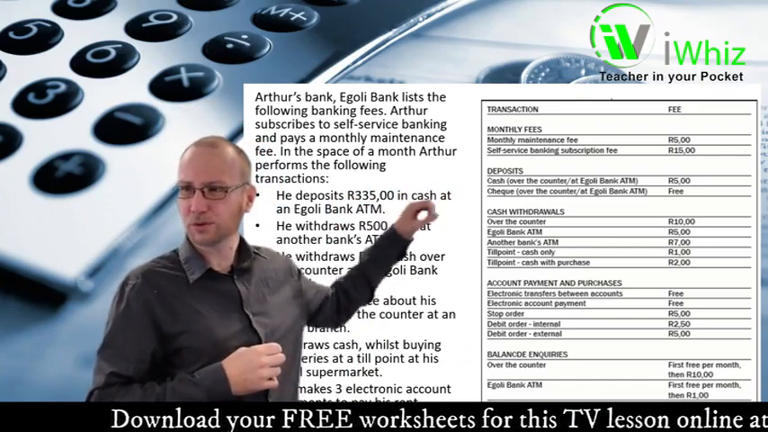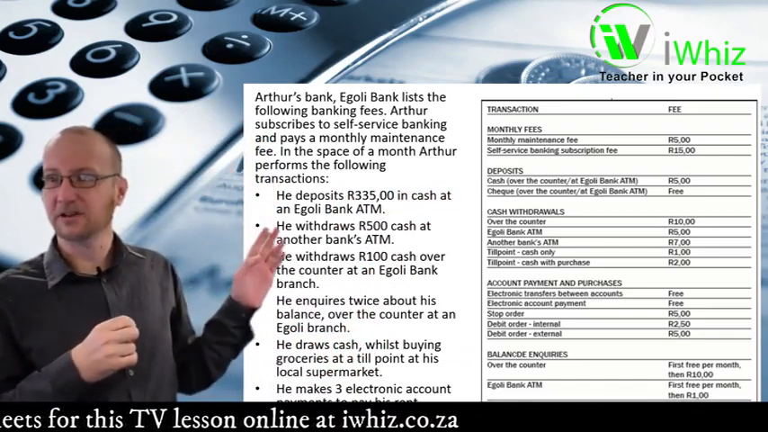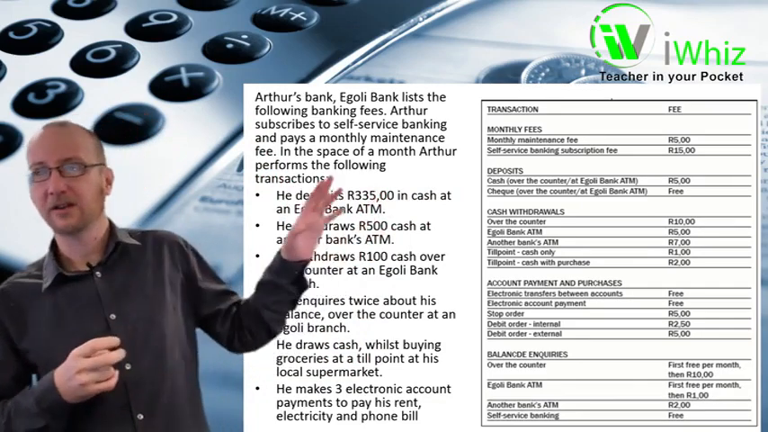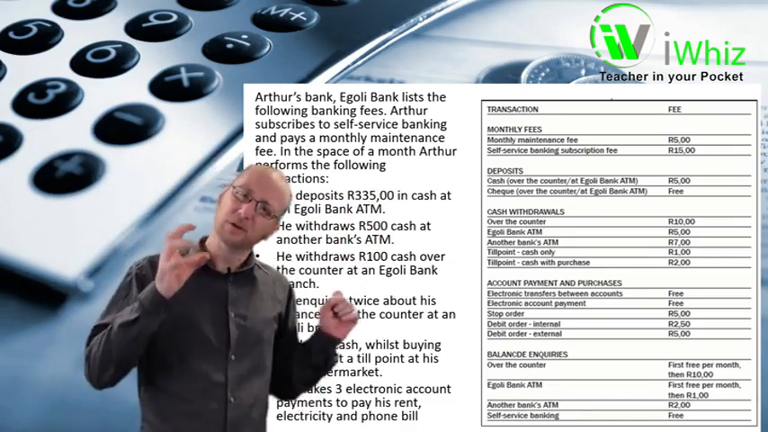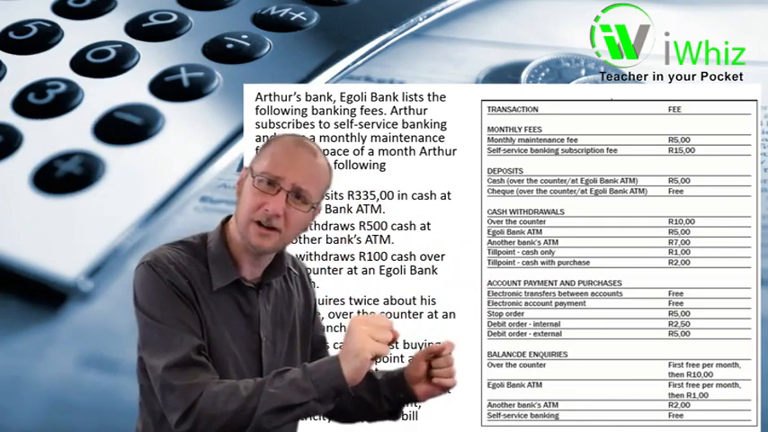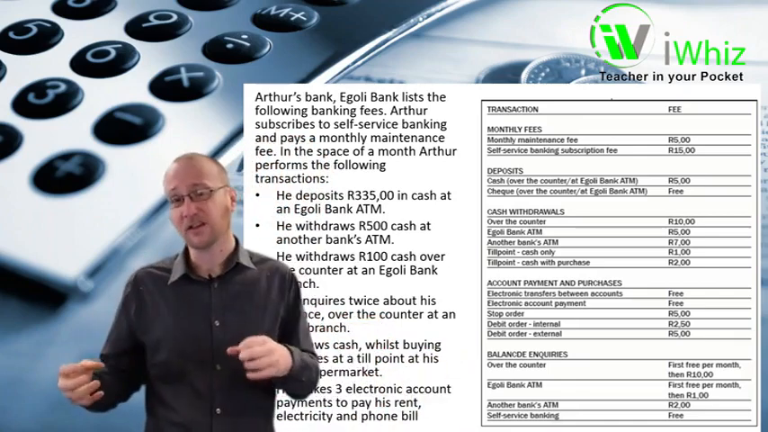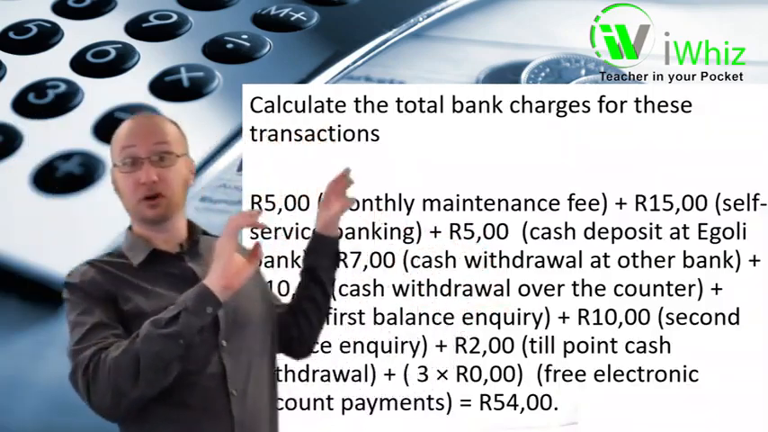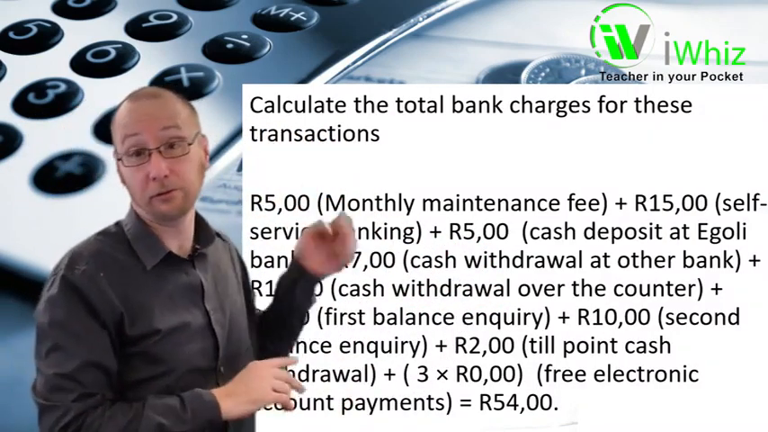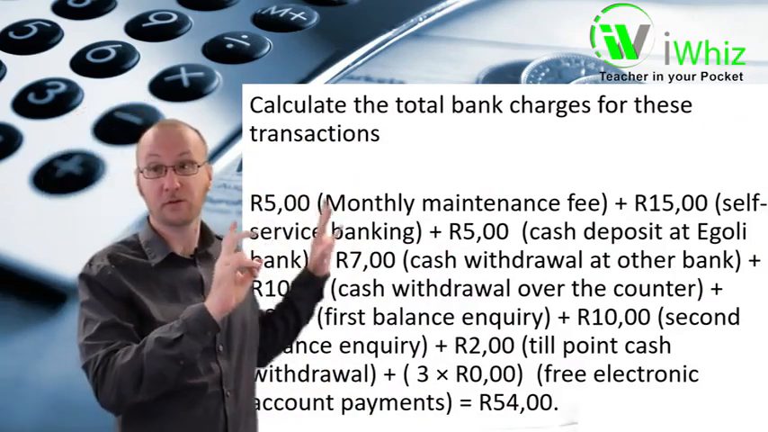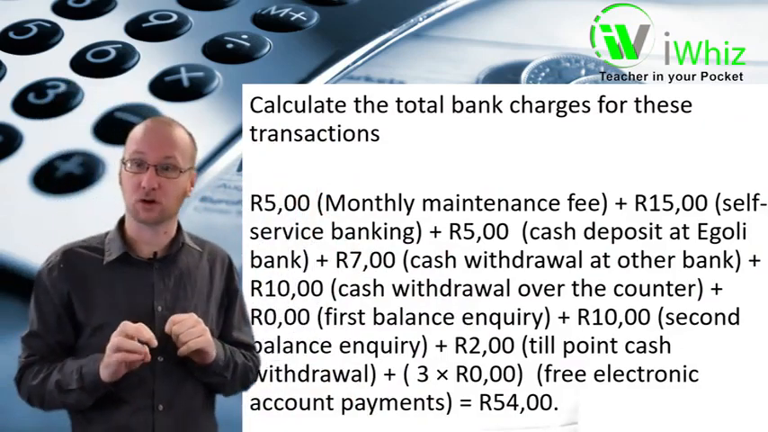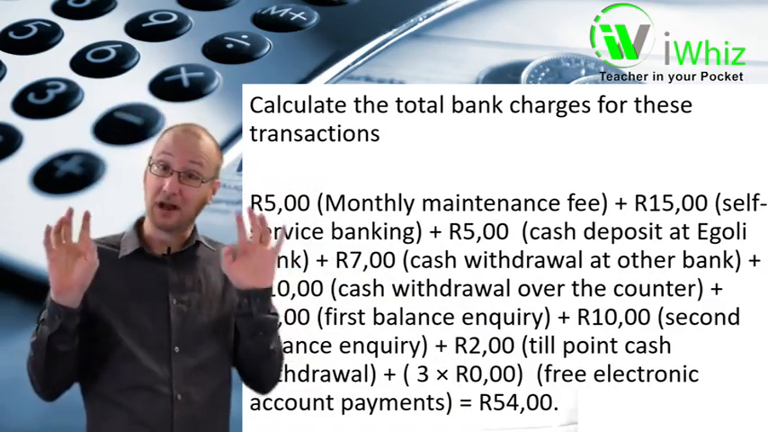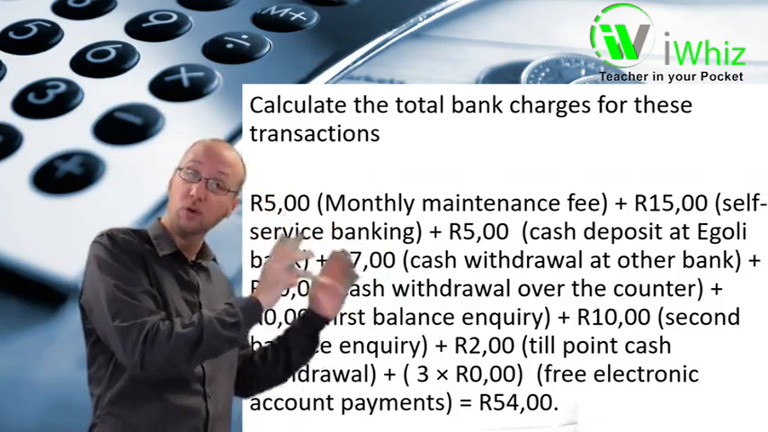We've got all the different cash withdrawals then. We've got account payments and purchases, and information about balance inquiries and so forth. Okay, so we're going to use all of that information now to answer the questions that follow. Let's have a look at the first question. We've gone through all of his charges there, and we've read that information. The first question says, calculate the total bank charges for these transactions. So all of the transactions we read about, let's calculate what they come to all together.